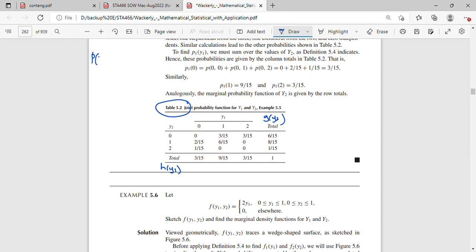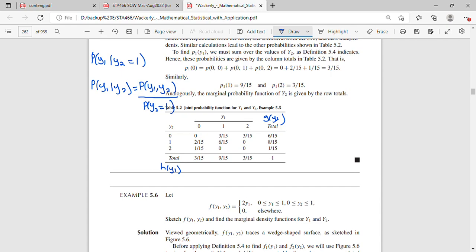Conditional probability of y1 given y2 equal to 1. Okay. So when we apply the formula, untuk dapatkan probability of y1 given y2 adalah probability of the joint of y1 and y2 divide dengan probability of y2. Okay, and then diberi y2 equal to 1.